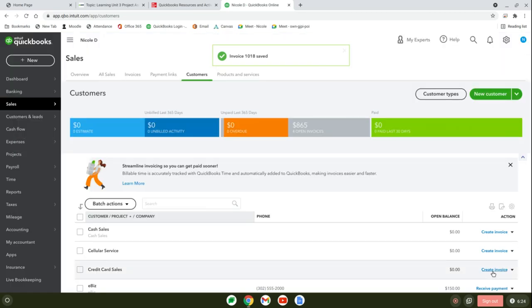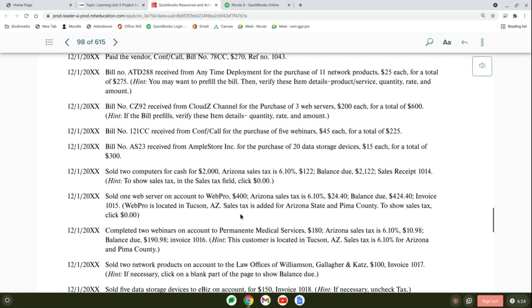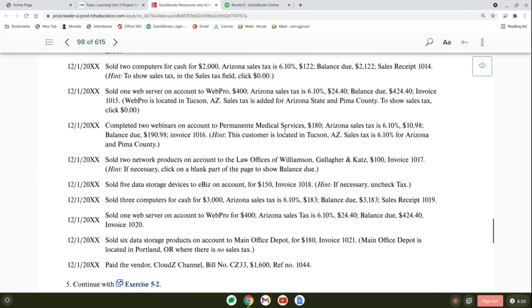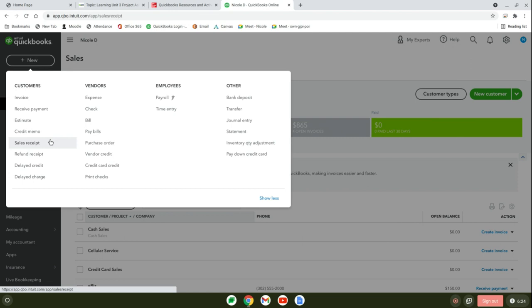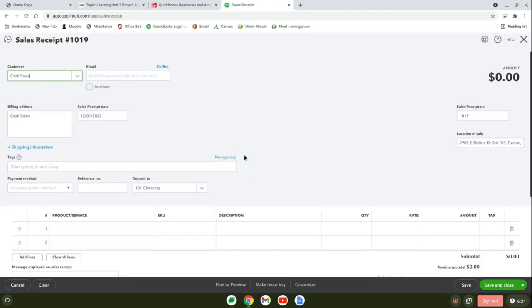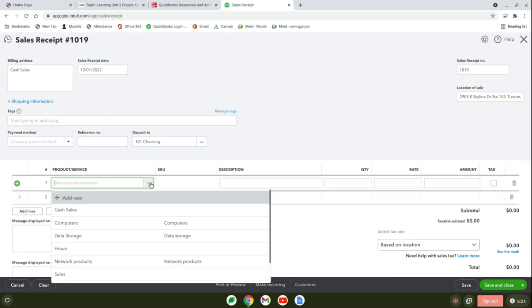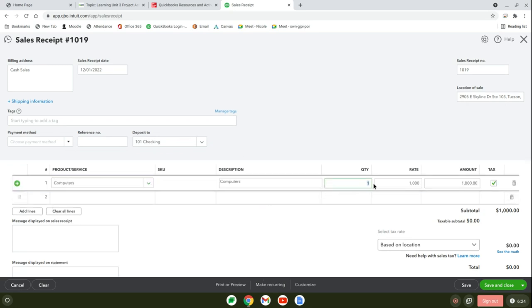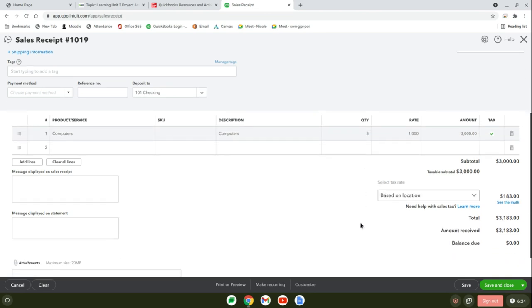I just want to show you, for those of you who are on your ebook, where we're at. So we just did Permanente, law offices of Williamson, Gallagher, and Katz, and eBiz. Now we're here. We sold 3 computers for cash. So that'll be plus sign new, 5th one down, sales receipt. You're going to select cash sales. Same date. And come over here and select computer. And then our cash sales we know are set up correctly, and our total should come out to 3183. So we're going to save and close on that.